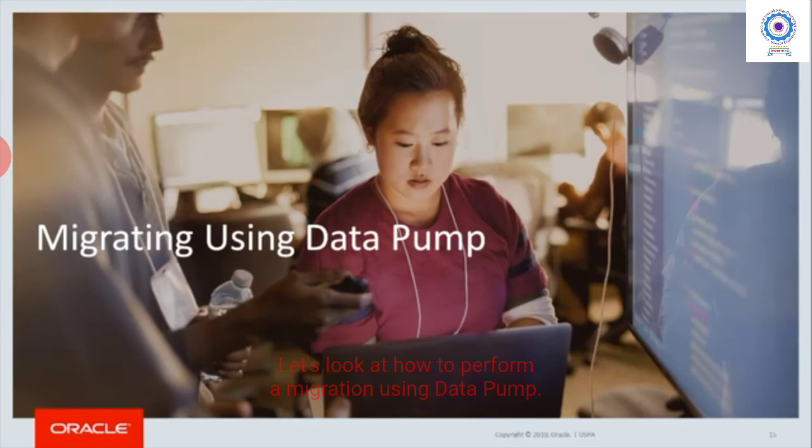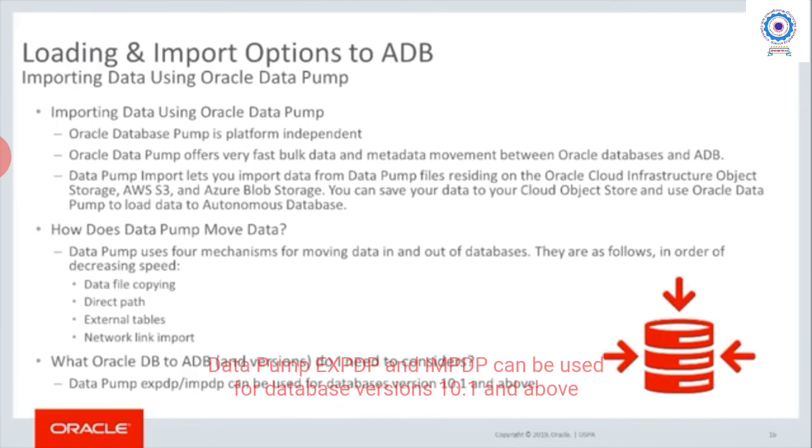Let's look at how to perform a migration using DataPump. DataPump Export (expdp) and Import (impdp) can be used for database versions 10.1 and above as source databases and will perform the upgrade steps necessary to convert the database from older versions to the current Autonomous Database version. DataPump Import lets you import data from DataPump files residing on the Oracle Cloud Infrastructure Object Store, Oracle Cloud Infrastructure Object Store Classic, and AWS S3.